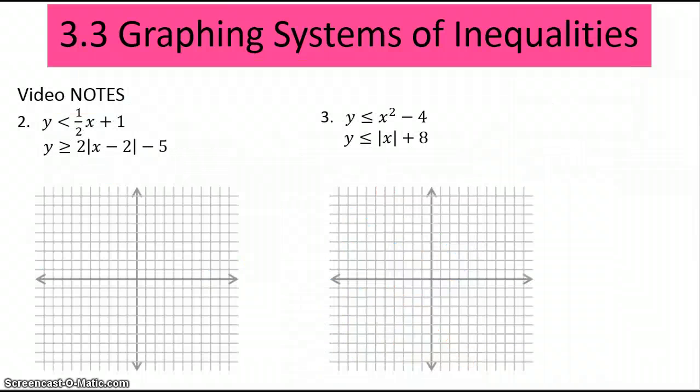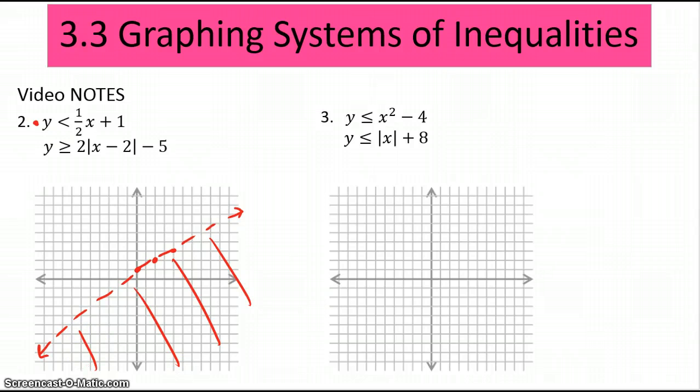Okay, let's make these a little bit more challenging. We're going to add in some absolute values and some quadratics. So number 1, I'm going to graph this line, y equals 1/2 x plus 1. So we're going to go up 1 and up 1 over 2. That's going to be a dotted line because it is strictly less than. And we're going to shade below.